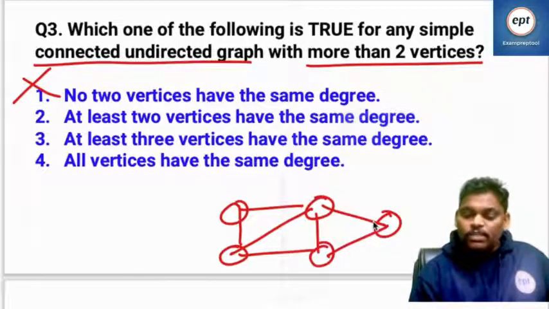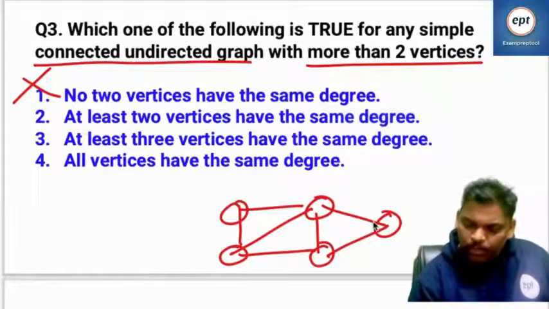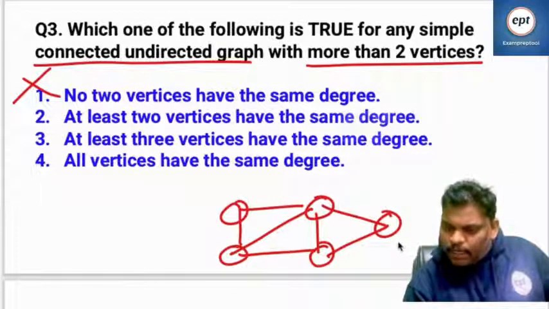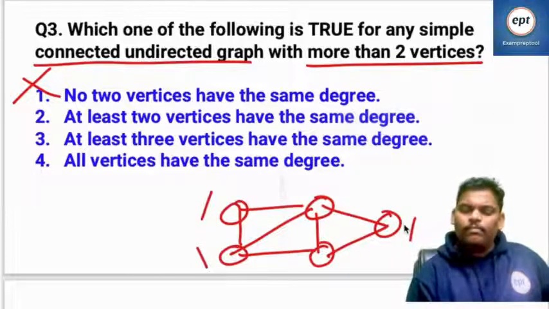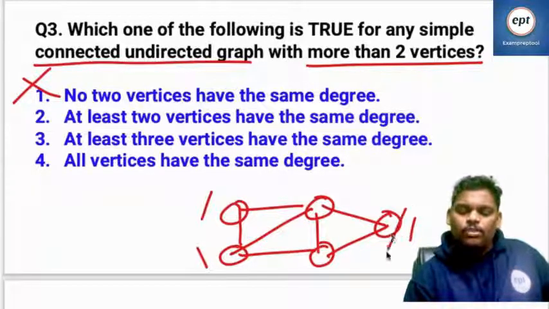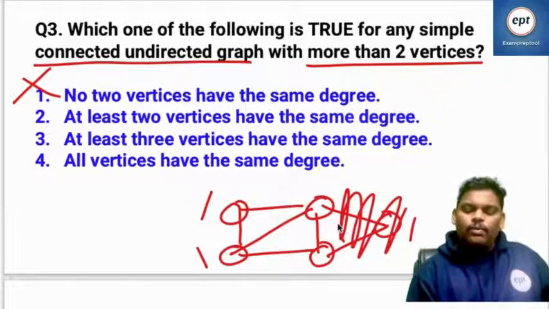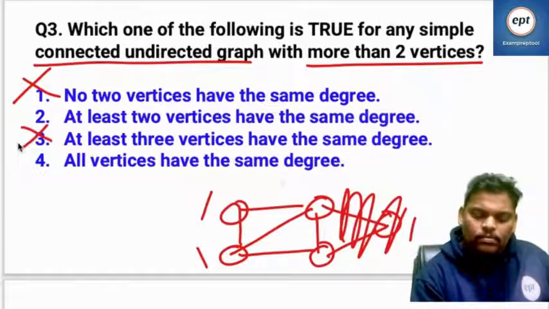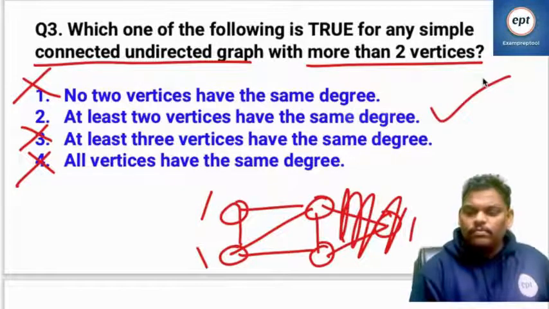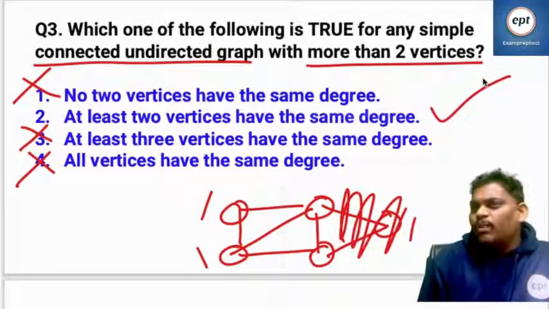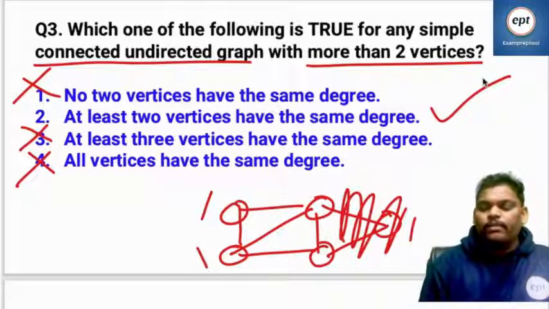Next one. At least three vertices have the same degree. Three people are having the same degree. More than two vertices, okay. Two here, three here. Suppose if I remove, at least two people are having the same degree there. At least three not possible. All vertices having the same degree. I think the answer is 2. So you have to take some example and you have to check.